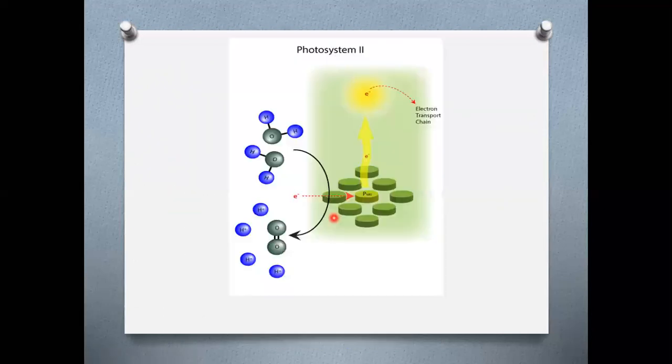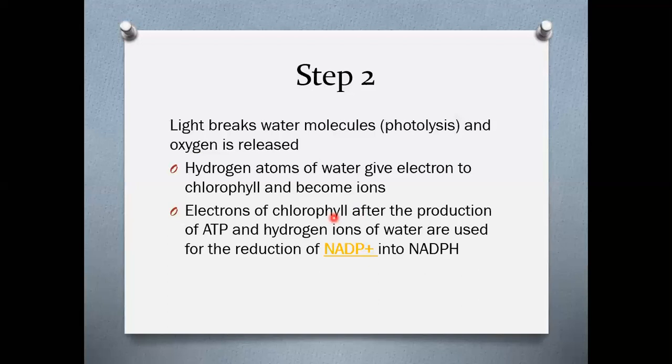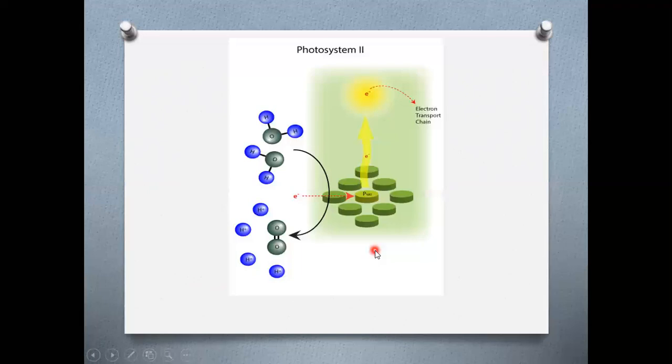All right. And you can see here in the photosystem, the electrons of the chlorophyll, after production of ATP, and hydrogen atoms of water are used for the reduction of NADP into NADPH. Let's discuss it. This is the water molecule H2O. In the presence of light, this chlorophyll A molecule's energy becomes high, and an electron is released.